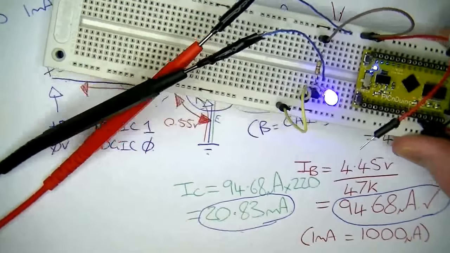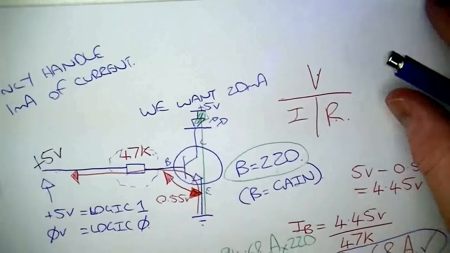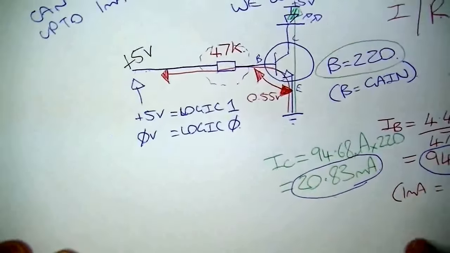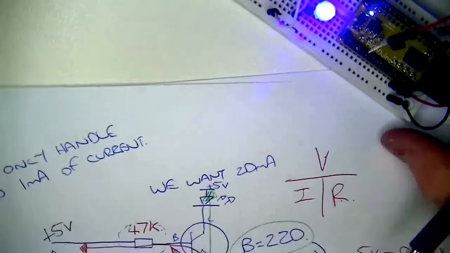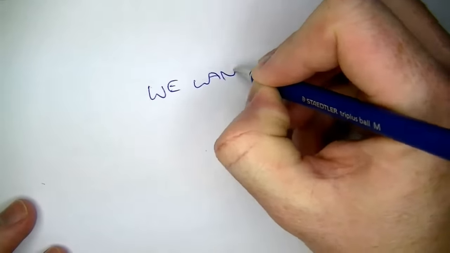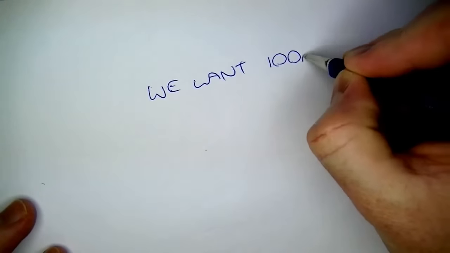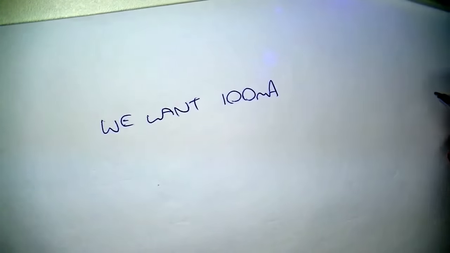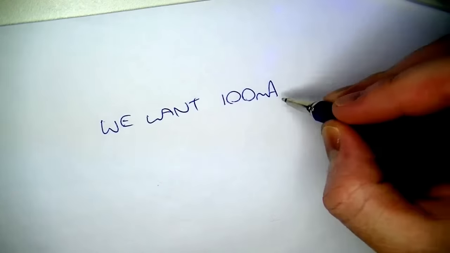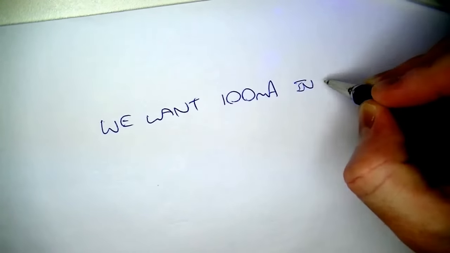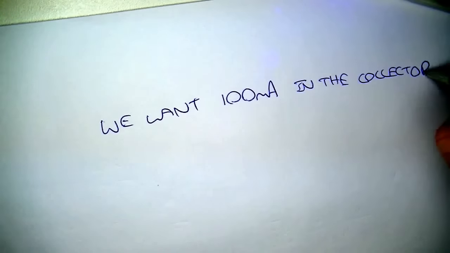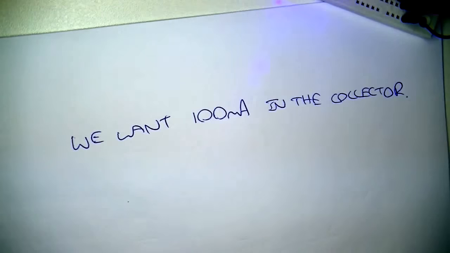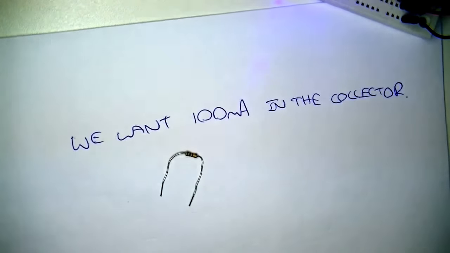So the last thing I'll leave you with here is, I guess, calculating in reverse. Let's say that you wanted, let's get a new piece of paper here. Let's say we want 100 milliamps of current to power up our device. So 100 milliamps in the collector, because that's where our device is connected to. So how do we figure out what value of base resistor we need to get?